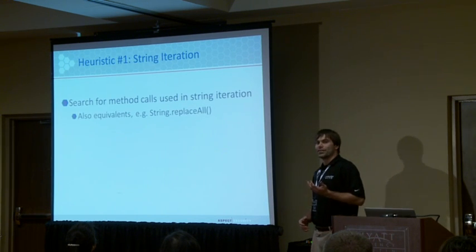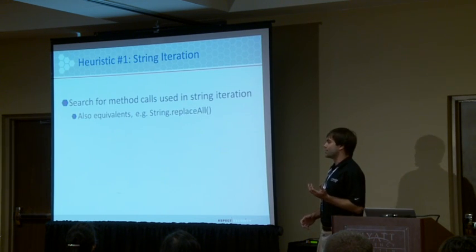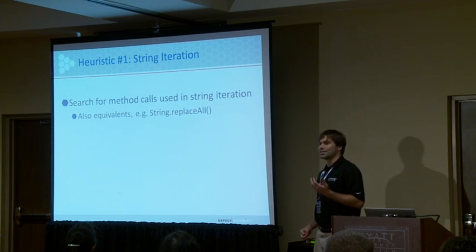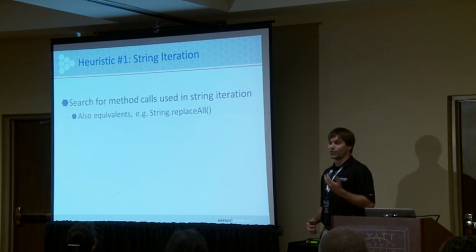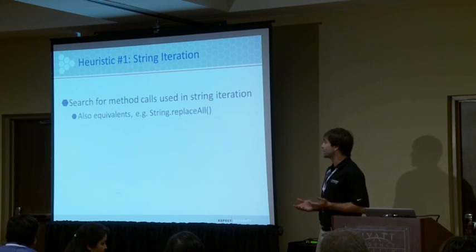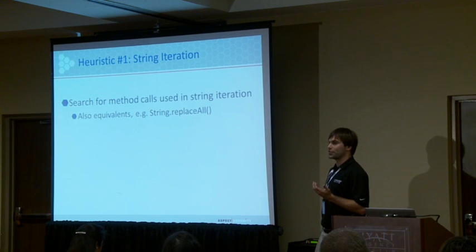So what we wanted to think about is, what distinguishes an encoding method? What are the things that it has to do? What are the things that it often does? So what can we use as heuristics? The first one that we came up with is string iteration.